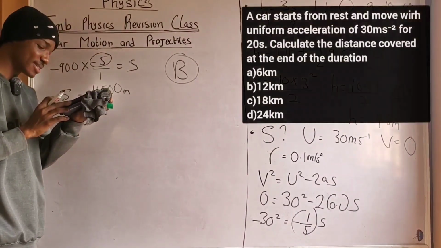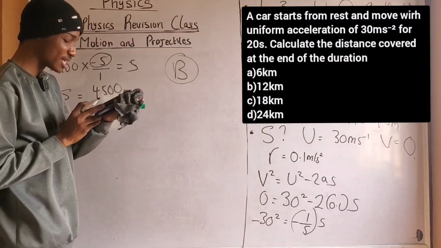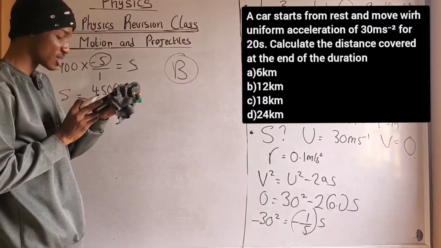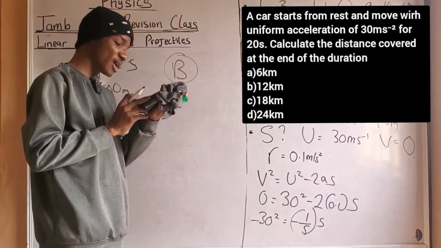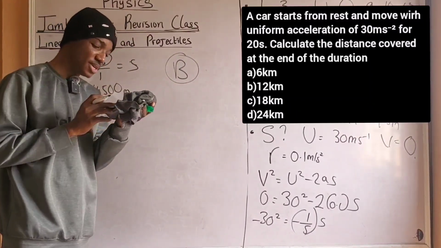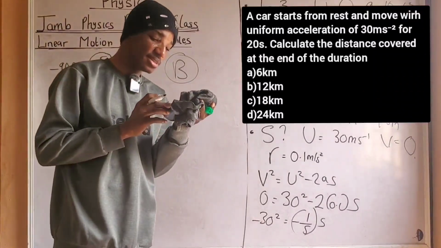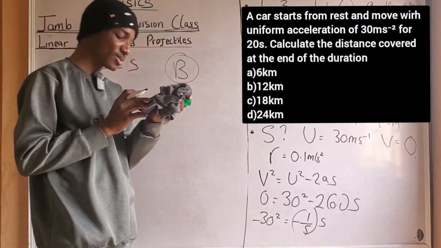A car starts from rest and moves with a uniform acceleration of 30 meters per second squared for 20 seconds. Calculate the distance covered at the end of the motion. A, 6 km, B, 12 km, C, 18 km, and D, 24 km.